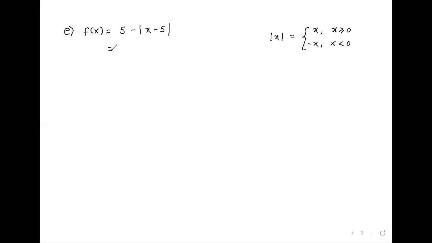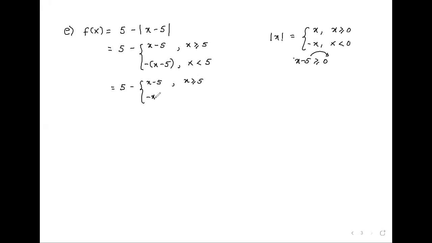So what would we do if you are given such a function as e? We would say this is 5 minus the modulus in 2 pieces: x minus 5, provided x is greater or equal to 5, because I'm saying x minus 5 is greater or equal to 0. So you take the other side, or negative x minus 5, provided x is less than 5. So f of x is 5 minus x minus 5 on the same conditions, and negative x plus 5 on the same condition.